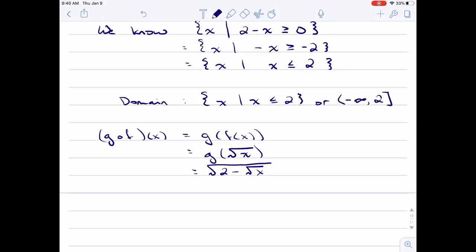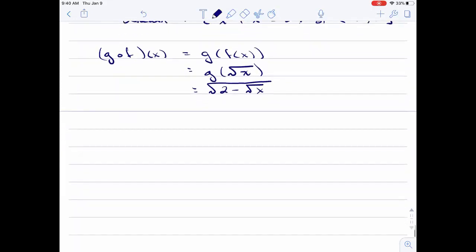We need to know the domain of the inside function, which in this case is f of x. And then we need to talk about, okay, as well as satisfying that domain, it also has to satisfy the outside function's domain. And so we need x to be greater than or equal to 0. This is the domain of f of x.